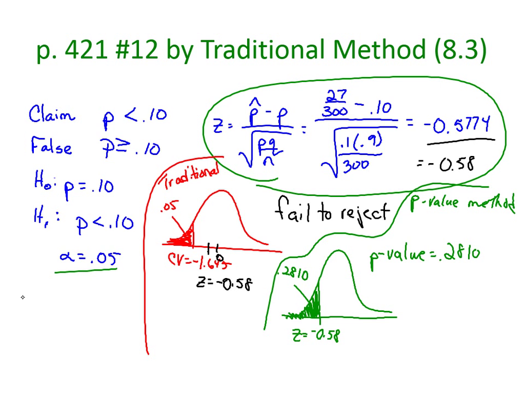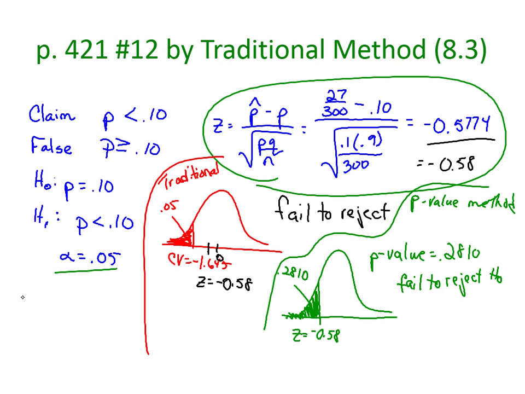If the P is low, the null must go. If the P is high, the null will fly. So this is a fail to reject. I will come to the same conclusion as we came to before. And so now we're going to be back to the fact that we will fail to reject the null hypothesis. So I'm failing to reject the fact that it might equal 0.1. And you'll come to the same final conclusion because now we're still saying the fail to reject.